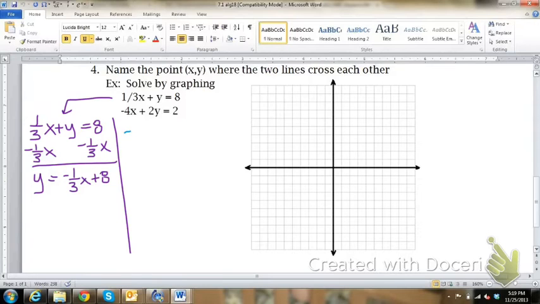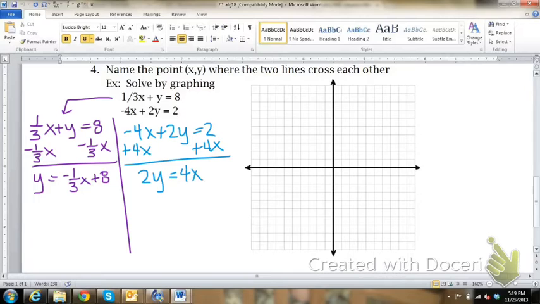I have negative 4x plus 2y equals 2. To get the y by itself, I'm going to add 4x. And I'm left with 2y equals 4x plus 2. And I need to divide everybody by 2. So y equals 2x plus 1.